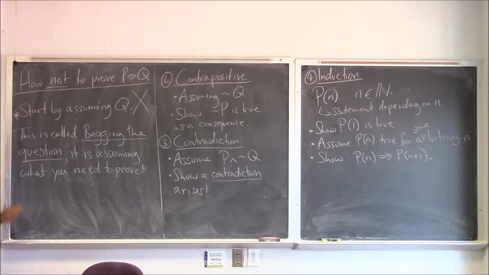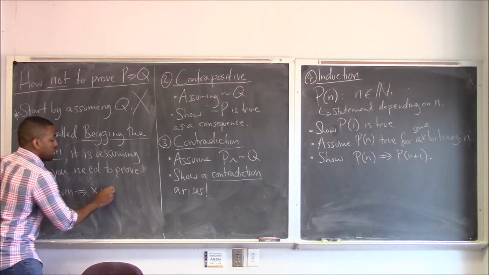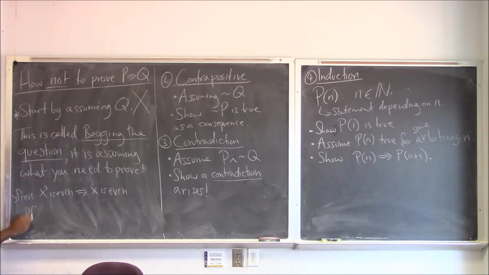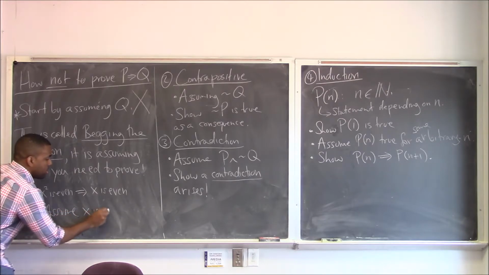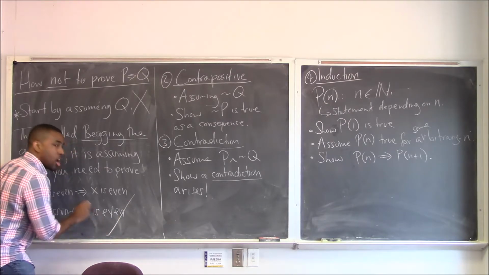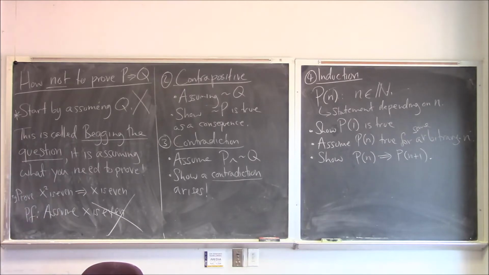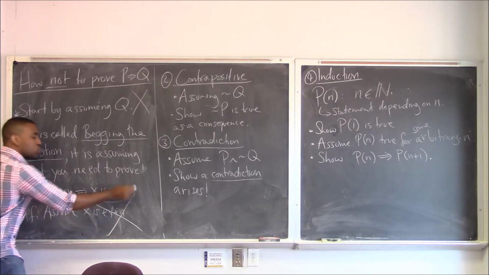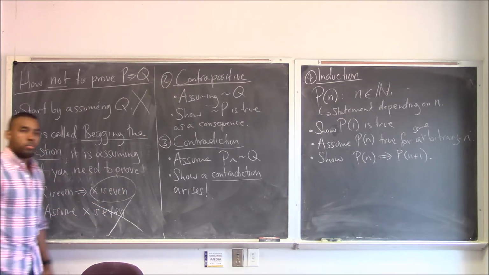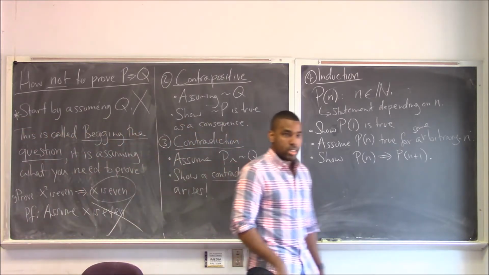Right? So for example, if I ask you to prove that x squared is even implies that x is even, and you start the proof, assume x is even, I stop reading and you get a 0. You have already messed up beyond repair. The moment you assume the thing that you need to prove, that is called begging the question. You cannot do that, right?